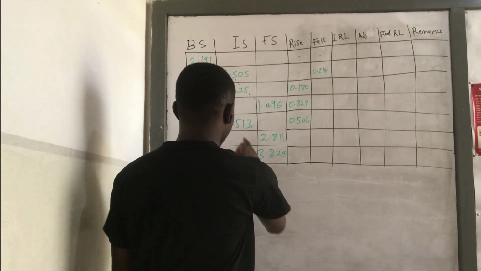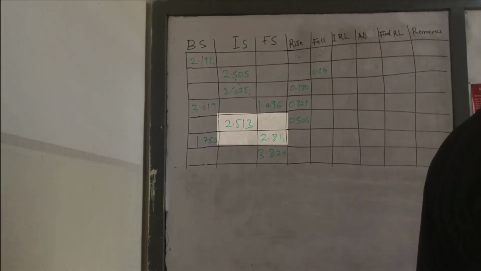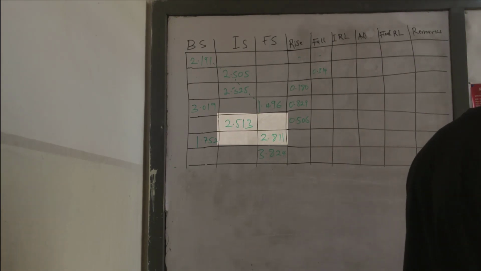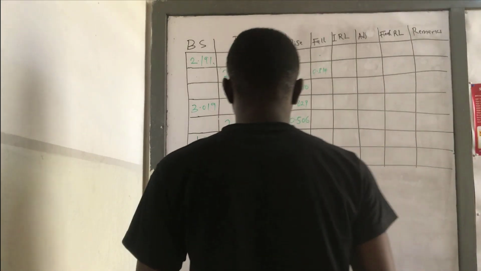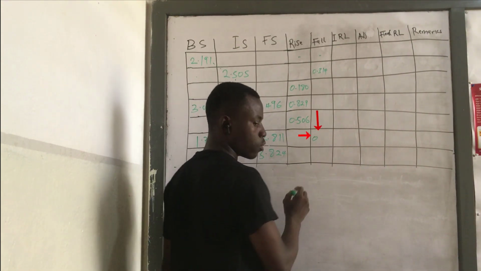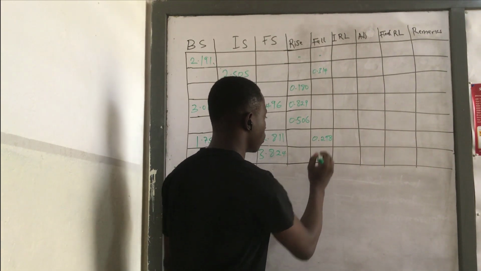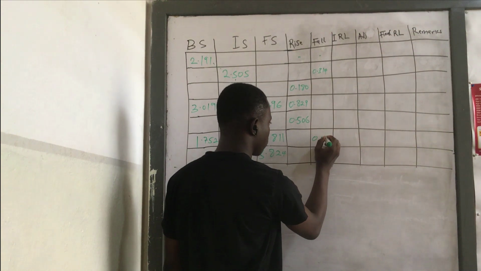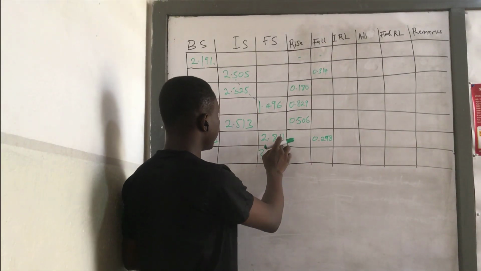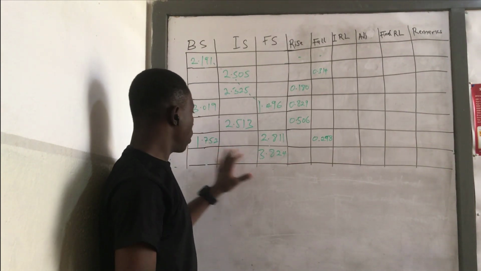Alright, almost done. So we find between these two also. 2.513 minus 2.811. And this time we get a negative answer, so we put it in the fall column. Okay, so 0.298. Alright, just one more. So you see that this one also ended on the foresight. Starting back with the backside again, we move to another foresight. So just do this line.